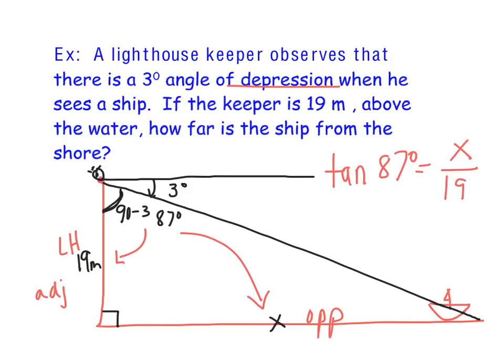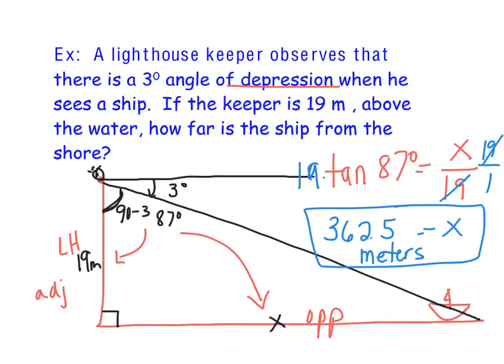Now, we learned how to solve these yesterday. Multiply both sides by 19 and plug this into your calculator. Those cancel out, so x equals 19 times tangent of 87, for a final answer of 362.5 meters.